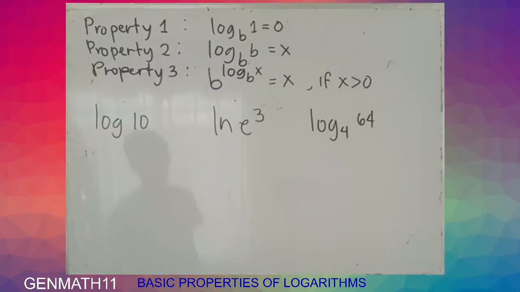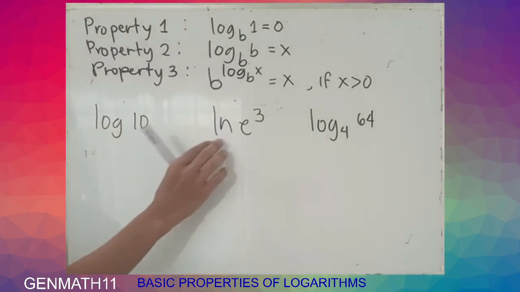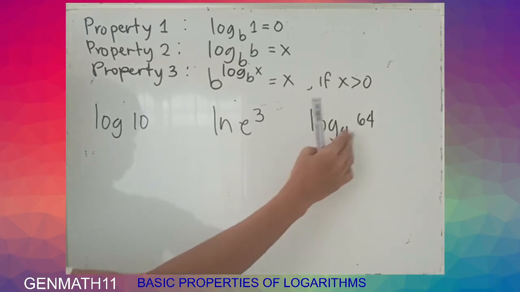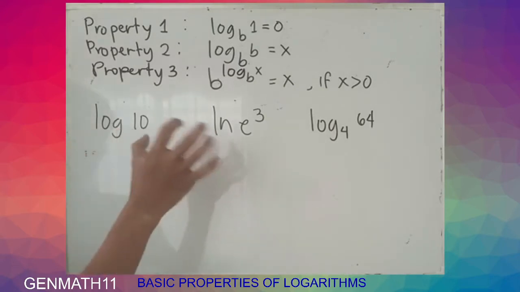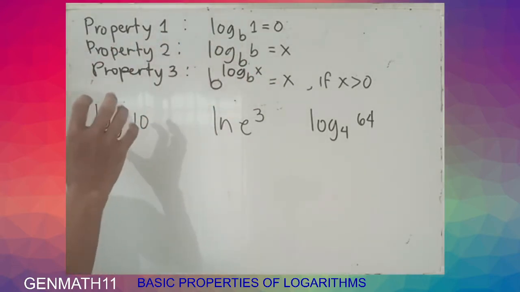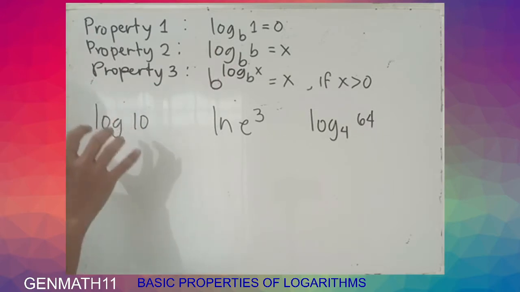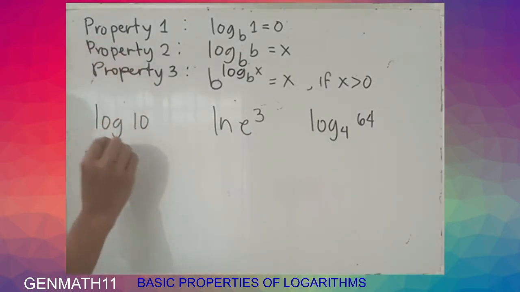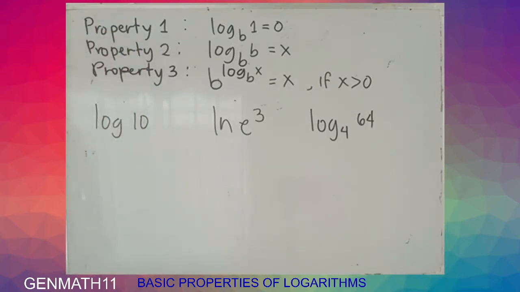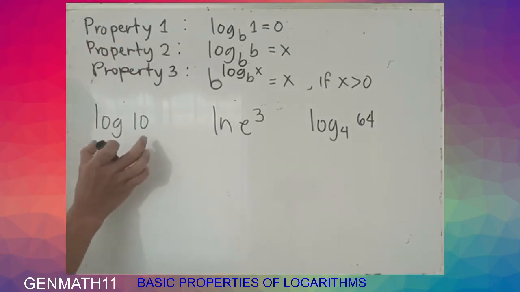Okay, sinulat ko na sa board yung first 3 example natin. So, log 10, ln e cubed, then log 64 to the base of 4. So, para malaman natin kung anong property siya, titingnan natin kung ano yung pattern niya. Pagbabasehan kasi natin itong given na logarithms to identify kung ano magiging value niya based sa properties niya. So, gawin natin, tingnan natin yung ating logarithms.